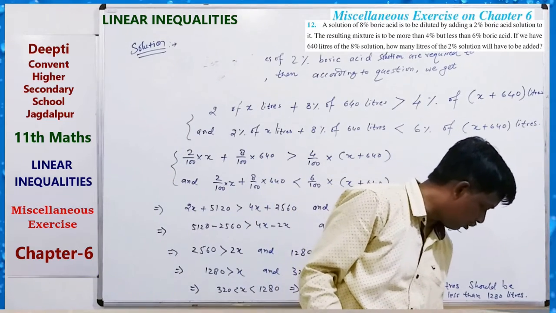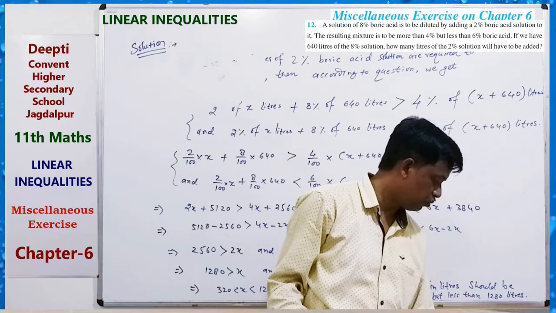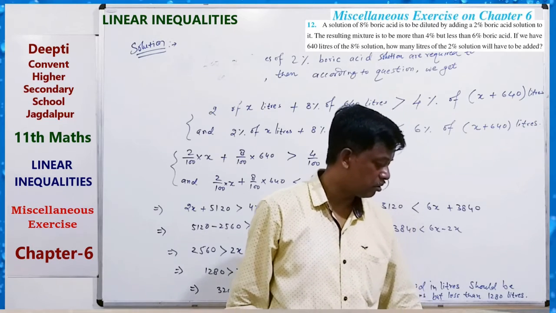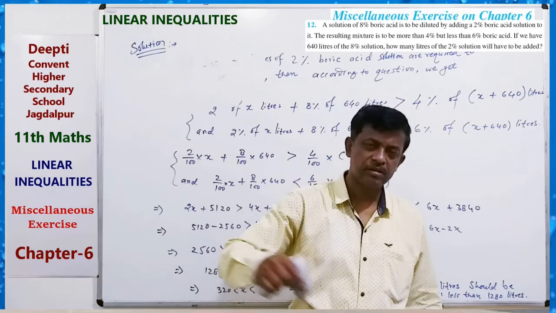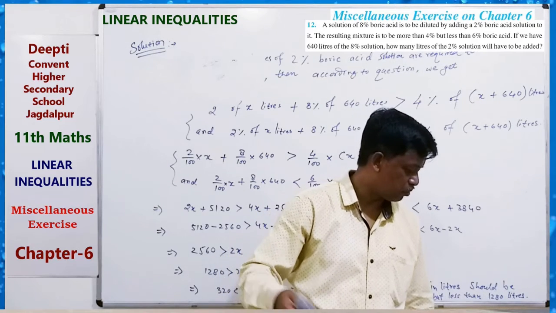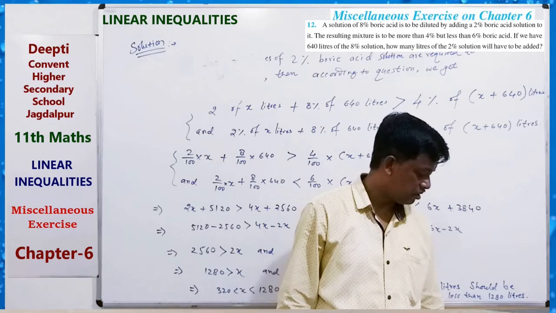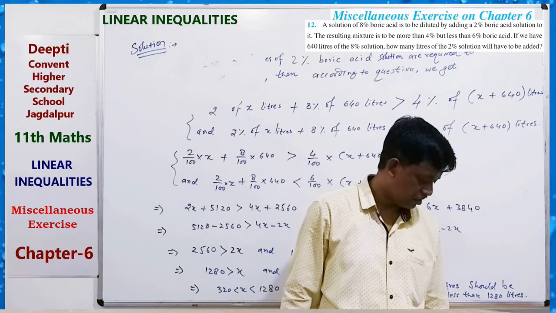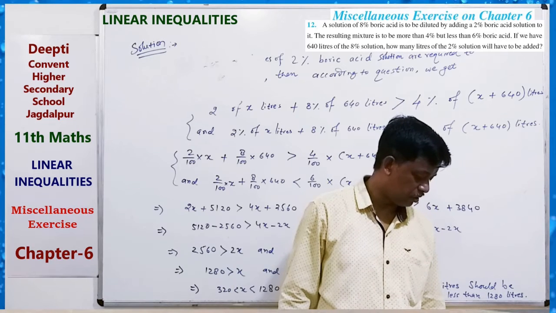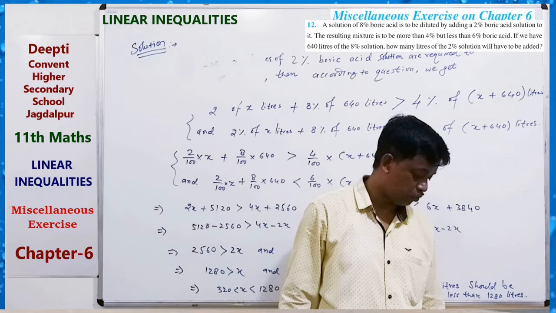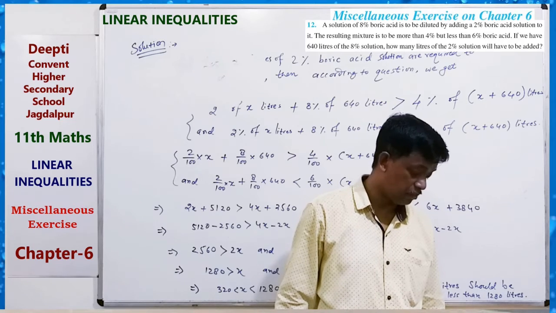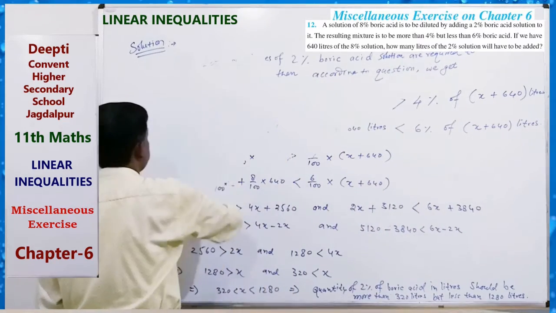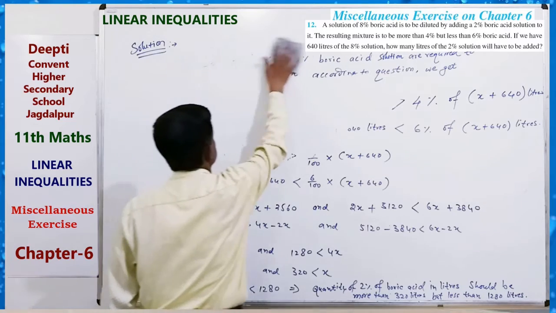Now question 14. IQ of a person is given by the formula. Here the formula is given. MA is mental age and CA is chronological age. Chronological age means natural age. Just a group of 12 years old children. That means chronological age will be 12. And if 80 is less than IQ is less than 140 for a group of 12 years old children, find the range of their mental age, MA. So here our variable will be MA.